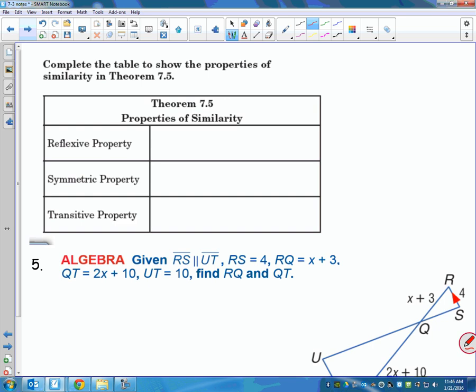So basically, these properties are saying the reflective, the symmetric, and the transitive properties that we've been using with equal sign and with congruent sign are true for similarities too. So we can say triangle ABC is similar to triangle ABC.